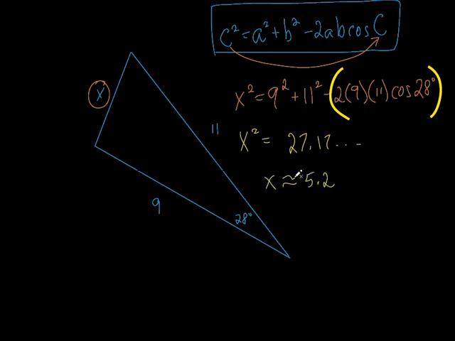5.2. That's what the squiggly equals is: it's approximately 5.2. X squared is equal to all that. Then I have to take the square root of this, take the square root of that, and I get 5.2. So this is what you would do on your calculator.